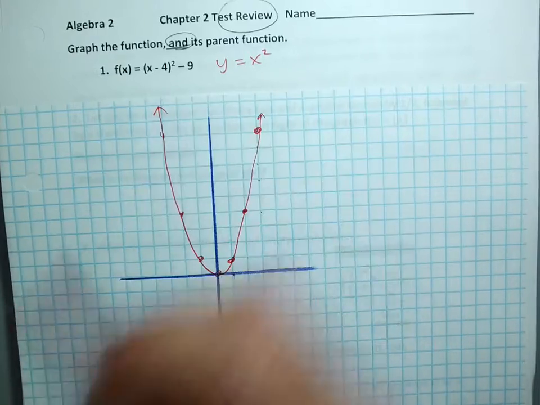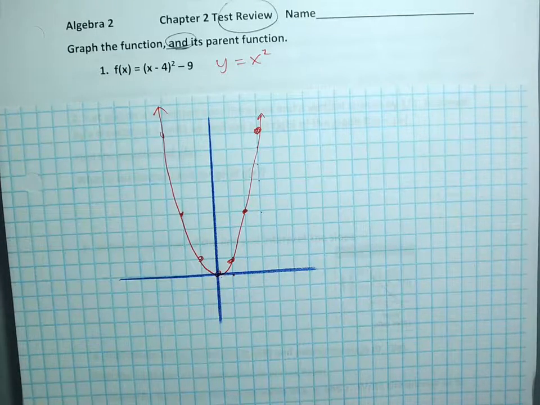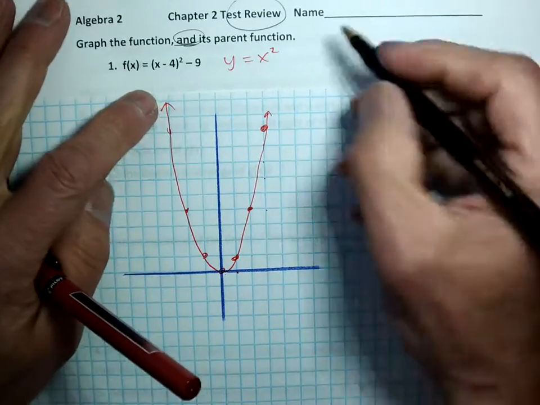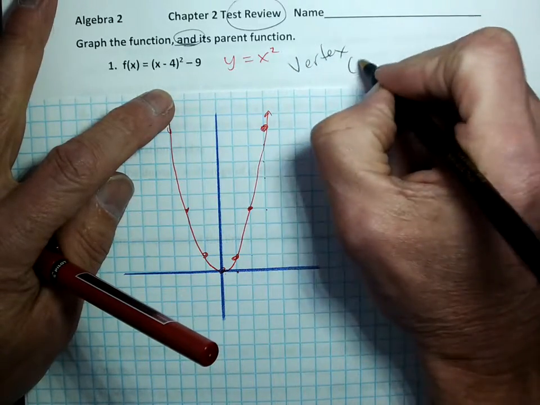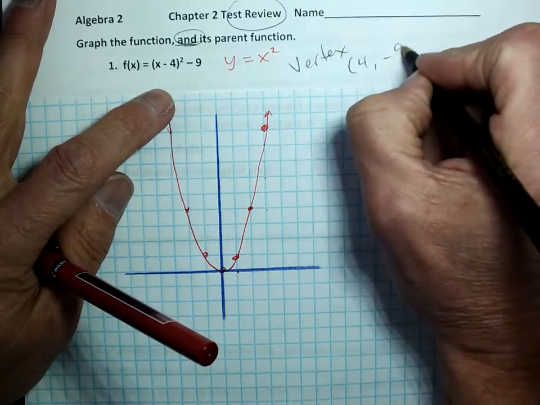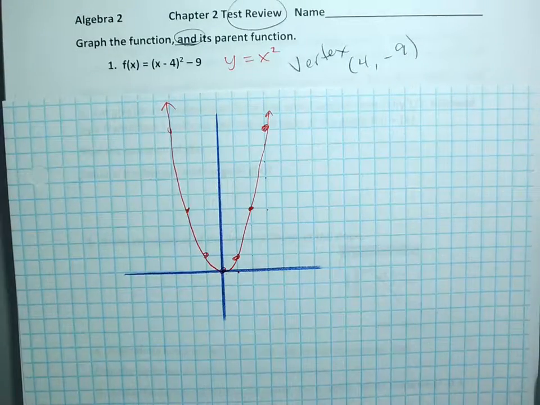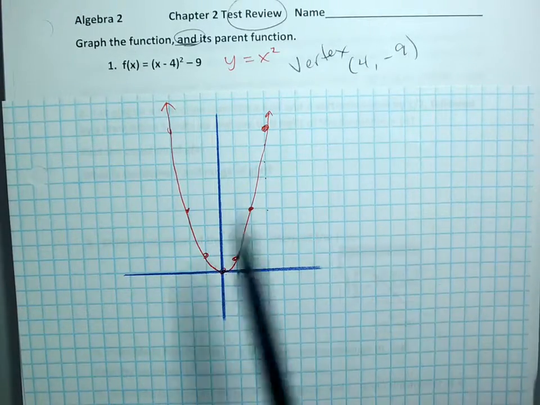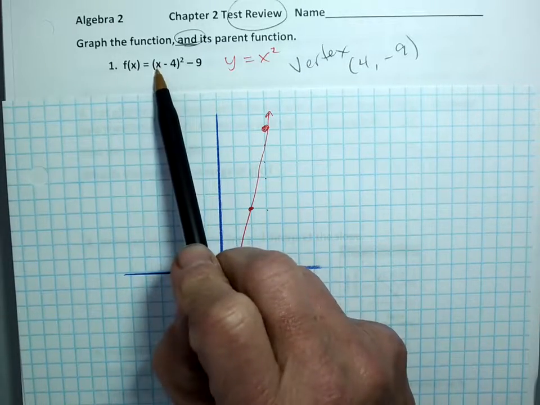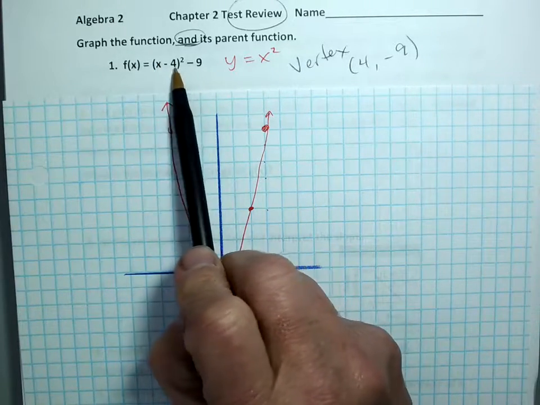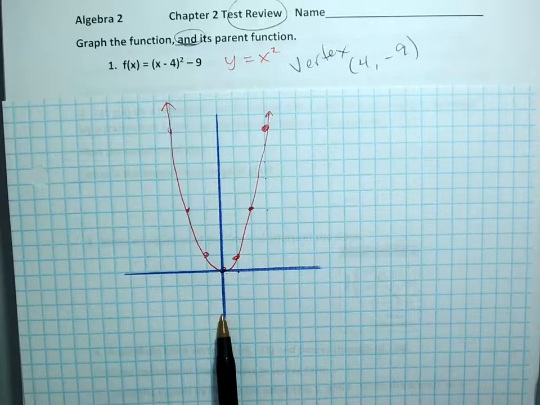And now we're simply going to translate this so it moves. A new vertex is going to be at positive 4, negative 9. And the reason it's always the opposite is because you need to get the vertex, which is the lowest spot, right? You need a positive 4 to zero this out to get you down to it. That's why the opposite works.